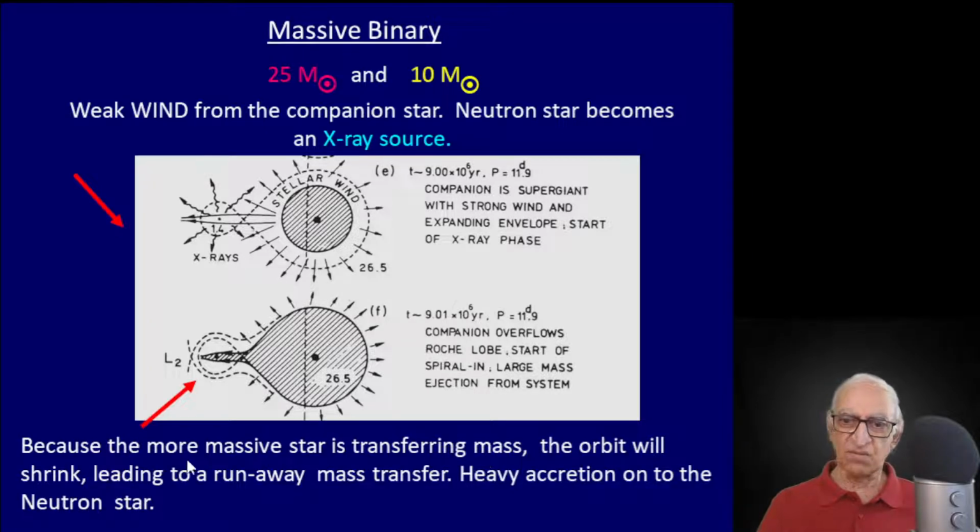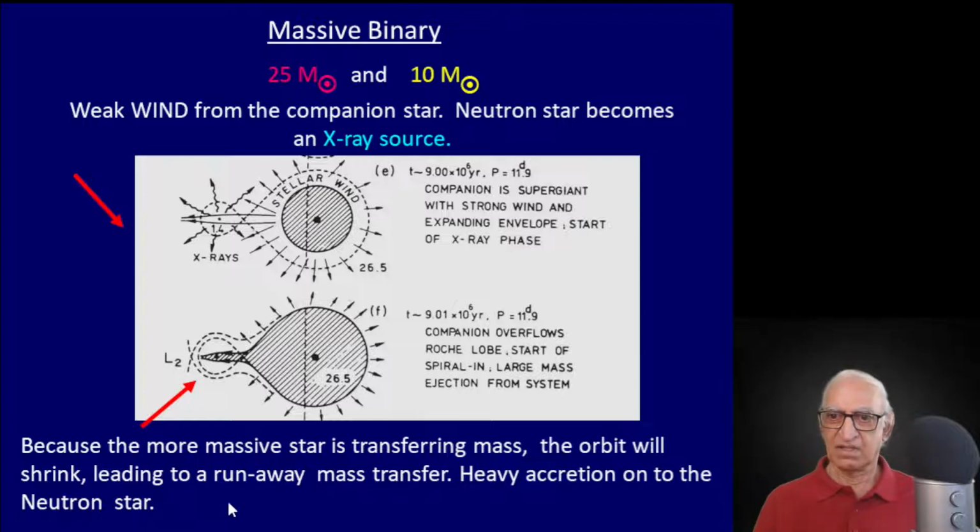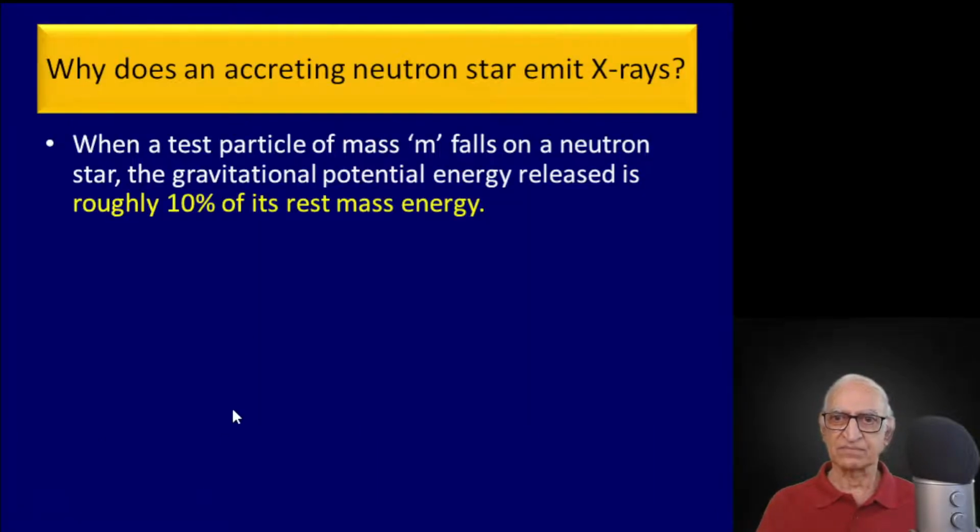Now, because the more massive star is transferring mass, 26 solar mass as opposed to 1.4 solar mass, the orbit will shrink, leading to a runaway mass transfer in a very short thermal timescale. And there will be heavy accretion onto the neutron star, and the neutron star will be spun up due to the angular momentum it accretes from the accreting matter.